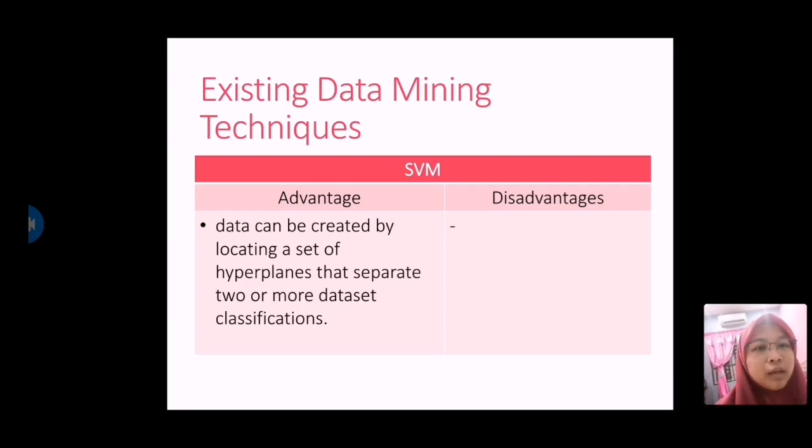For existing data mining techniques, I propose four techniques. First, SVM. The advantage of SVM is that this method can create a boundary to separate the dataset for classification of two or more classes.